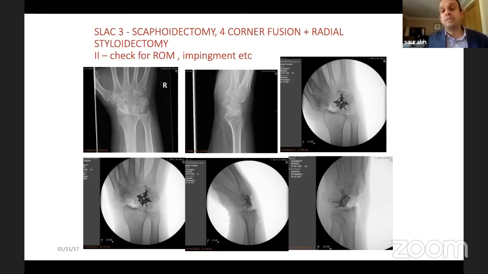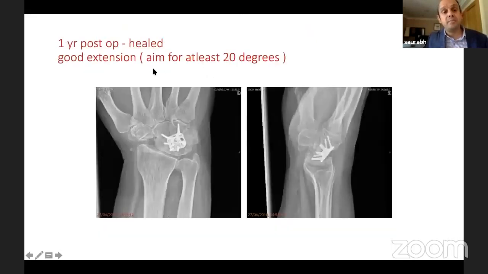So always do these images to check for impingements and to check for extensions. And then if I show you, it's the same patient after 1 year. This slide shows you all the bridging trabeculae nicely healed and all the nice screws, but now you can see the extension. So he can extend very nicely to 30, 40 degrees. And this is not him trying to extend and show me how much extension he gets, this is him going for a casual X-ray. So you have to aim for at least 20 degrees.